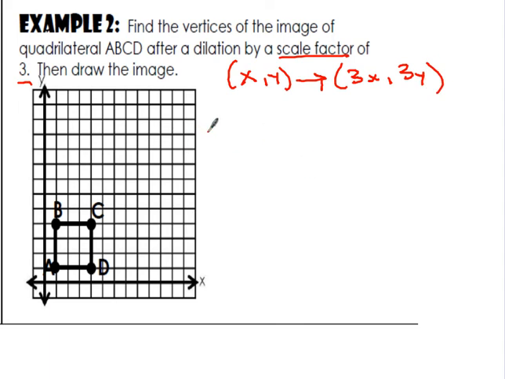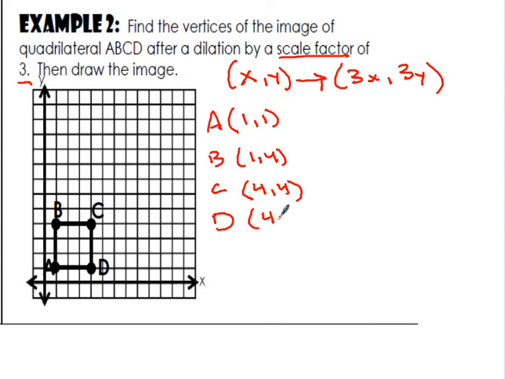So I need to know what my original points are. So I'm going to write those out here. A, B, C, D. A is 1, 1. That's going to be a nice and easy multiplication. B is 1, 4. And C is going to be 4, 4. And D is going to be 4, 1.